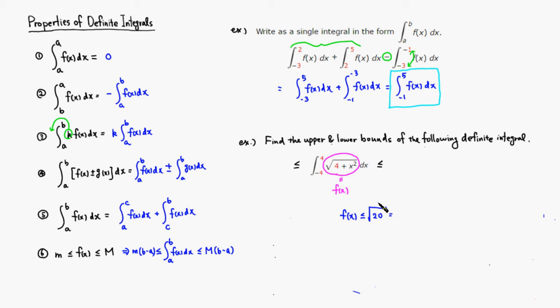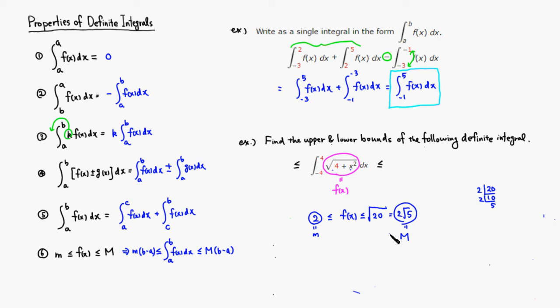Which is the square root of 20. Let's see, 20 is 2 times 10, and 10 is 2 times 5, so this is 2 square root of 5. The lowest number we can get is probably when you plug in 0. So the square root of 4, which is 2. So f is between 2, which you can think of as lowercase m, and 2 times the square root of 5, which is going to be uppercase M.